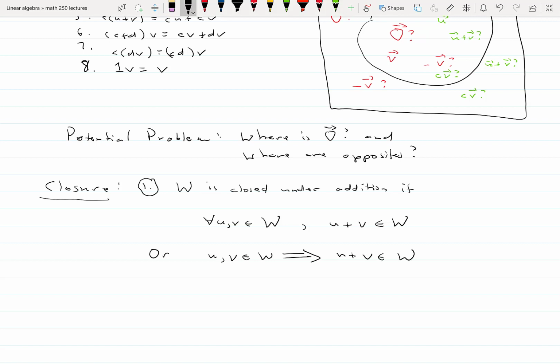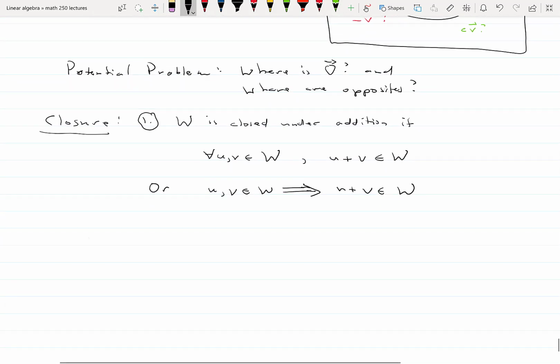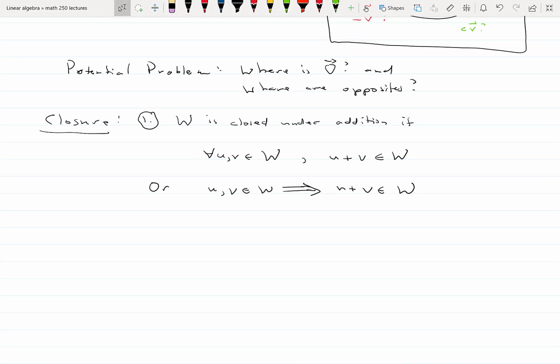I just said the same thing twice. I said the first statement without the arrow, the implies, p implies q or whatever logical symbol. This is what it means to be closed. When you add two things up, they stay in the set. If you're not with me, relax. Let's look at a specific example.